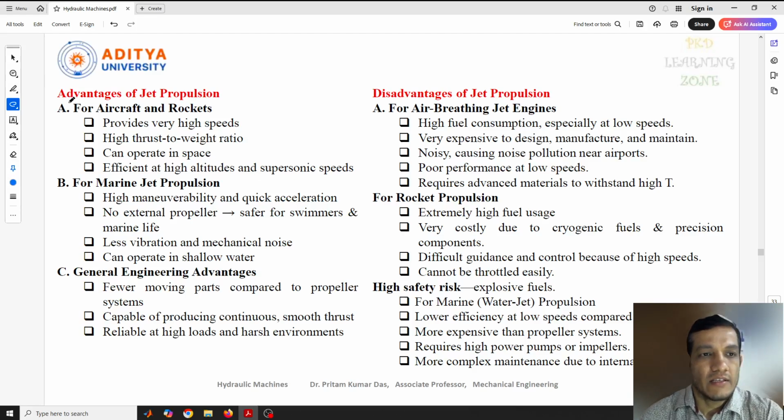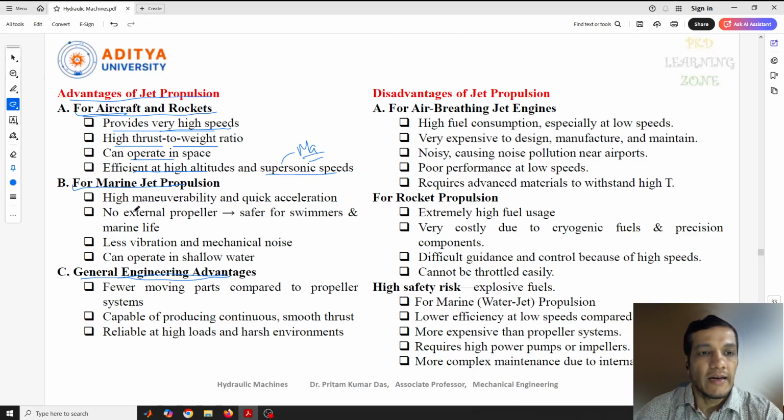Here I've taken some advantages of jet propulsion. For aircraft and rockets, this provides high speed. All these advantages I'm talking about are for aircraft, for marine use, and general engineering advantages. For aircraft, this provides very high speed with a high thrust to weight ratio, which means a compact design. It can be operated in space also, with efficiency at high altitude and for supersonic speed. The supersonic speed will be calculated from the Mach number.